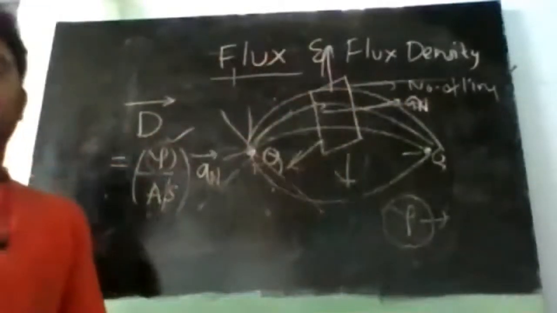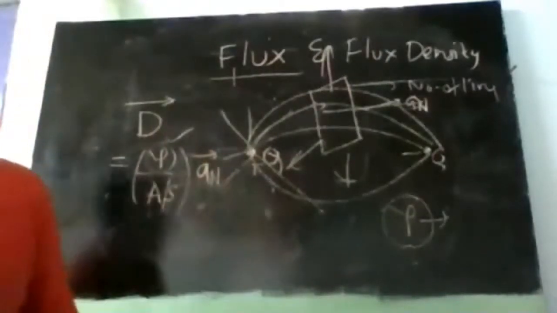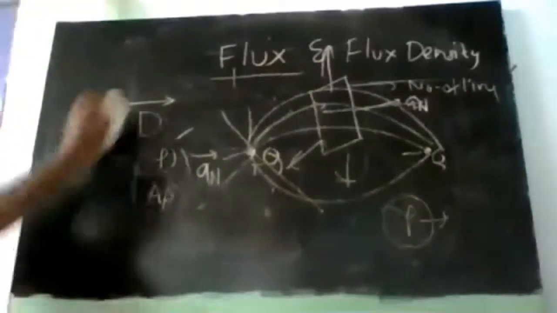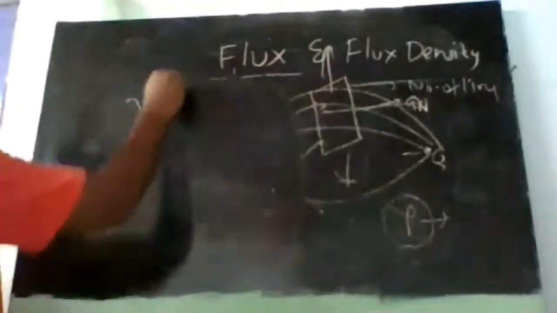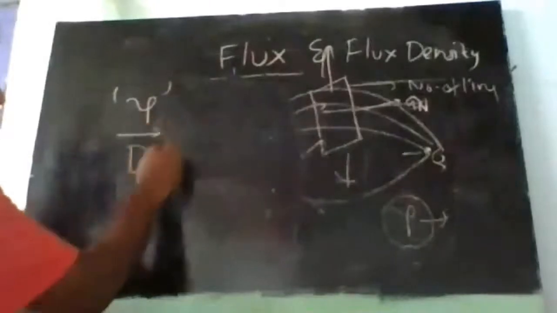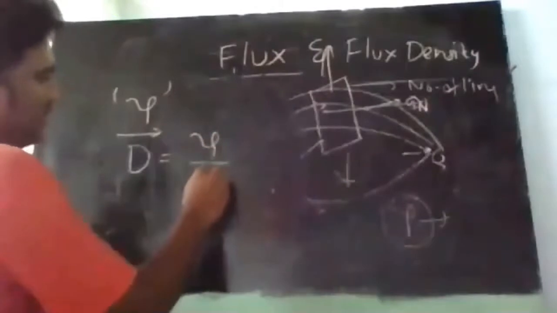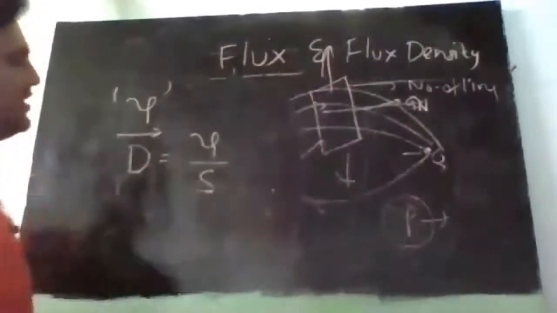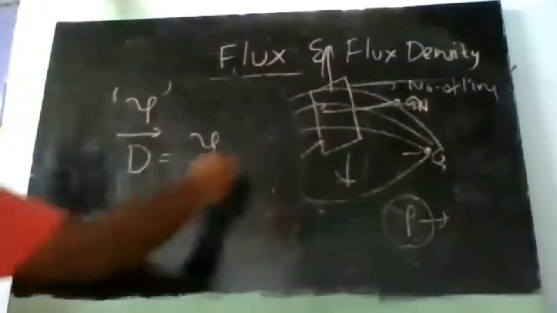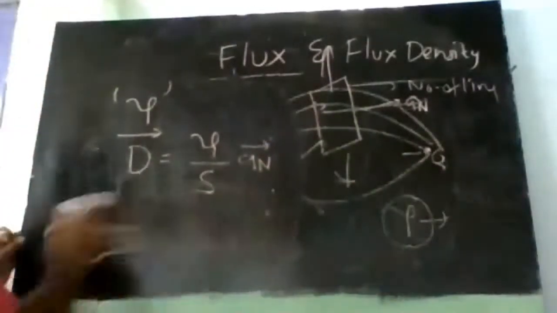I hope I am clear. So flux and flux density, we have covered two things. Flux is generally represented by psi. And flux density is given by D bar. So we write D bar as psi by A, or S. I'm using S, the surface area, and the direction will be a_n bar, the normal direction to the surface.